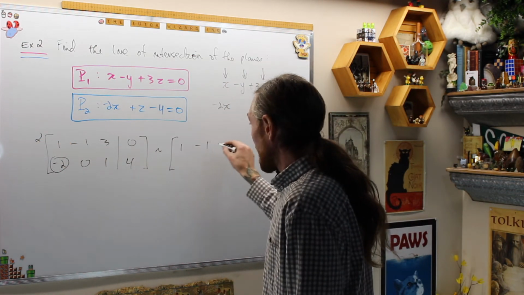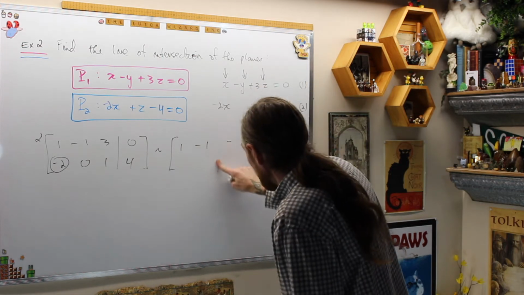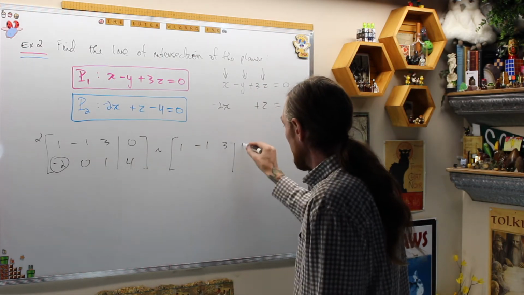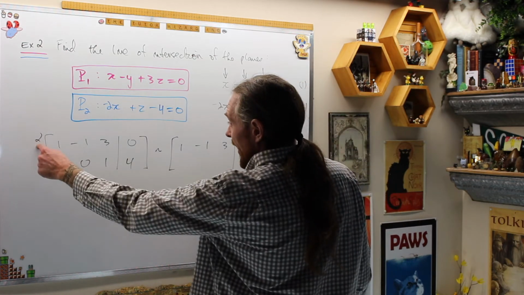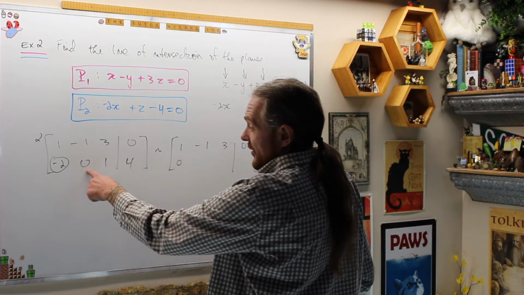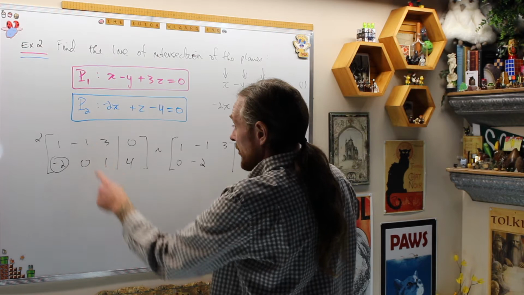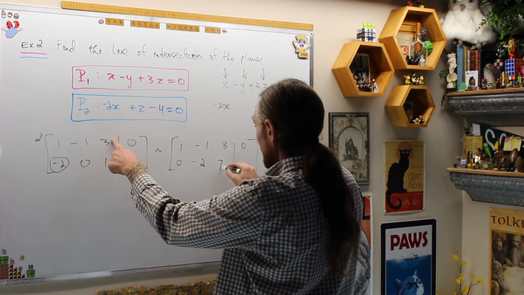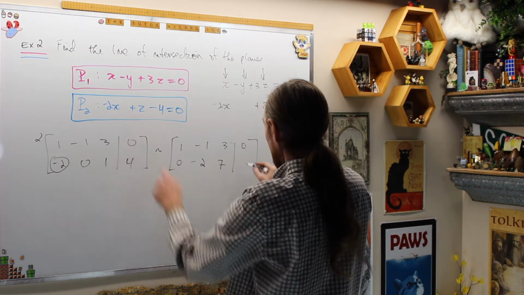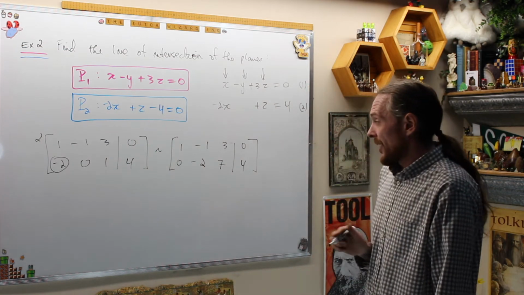I'm going to get 1 minus 1, 3 equals 0. Negative 2 plus 2 is 0. 0 plus negative 2 is negative 2. 1 plus 6 is 7. And 4 plus 0 is 4. Now what can I do with that?